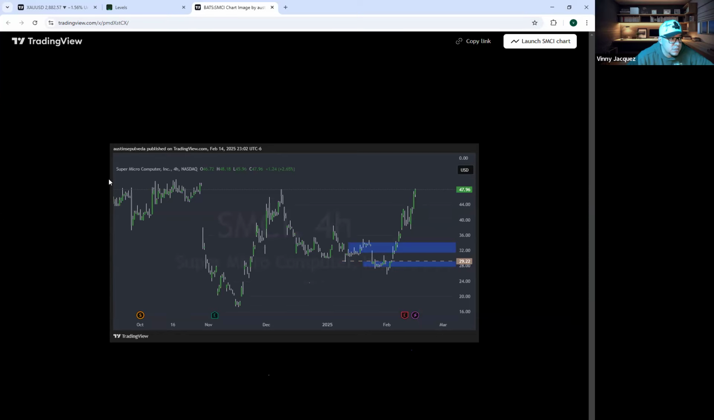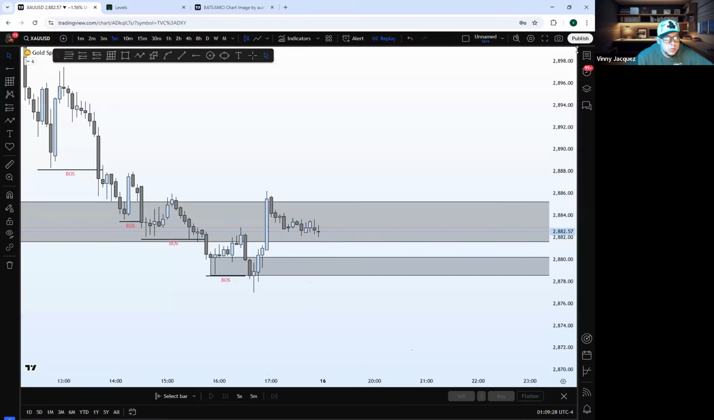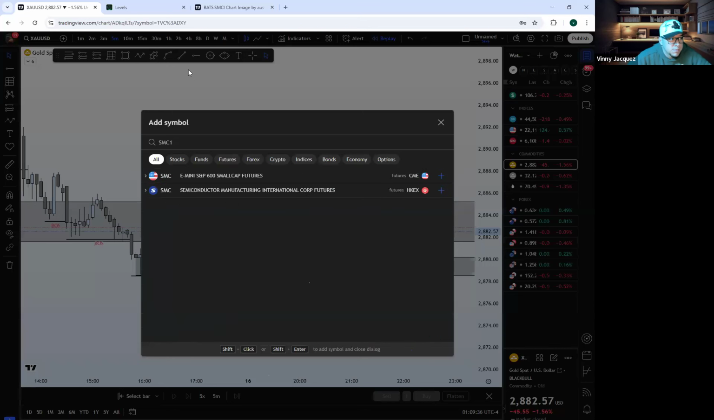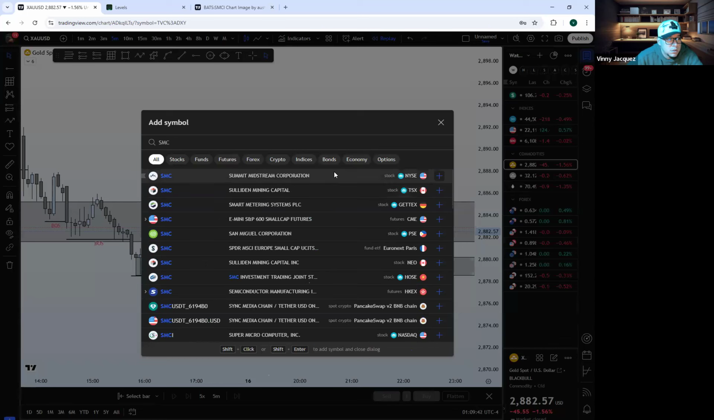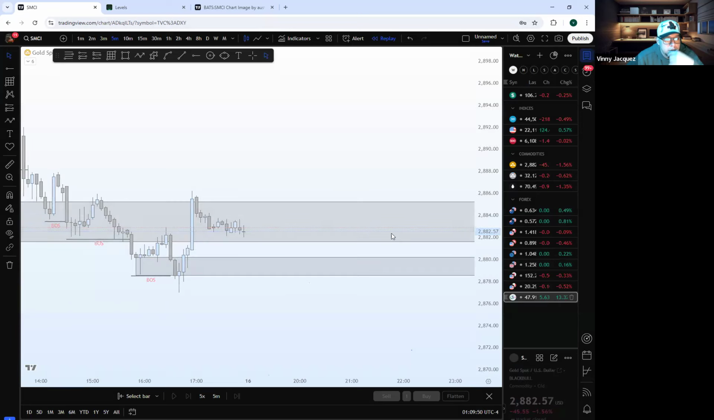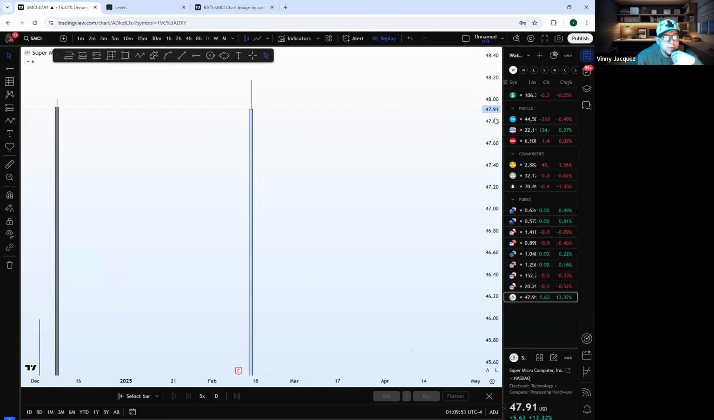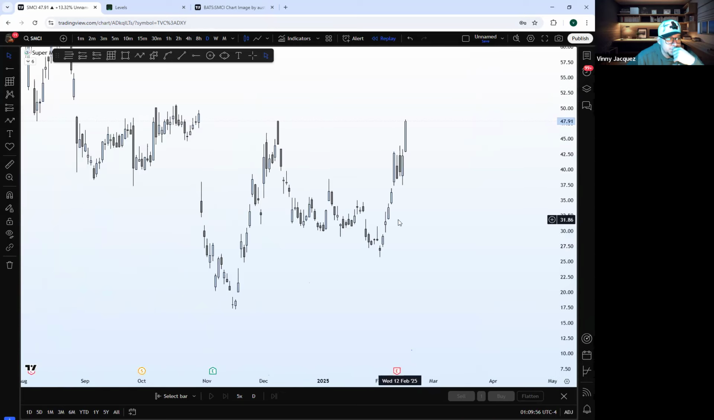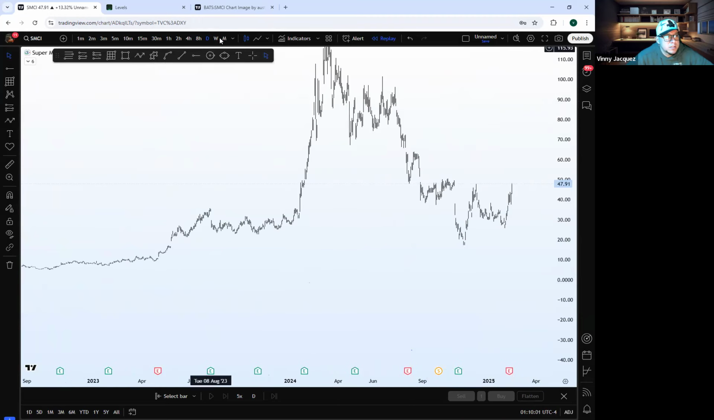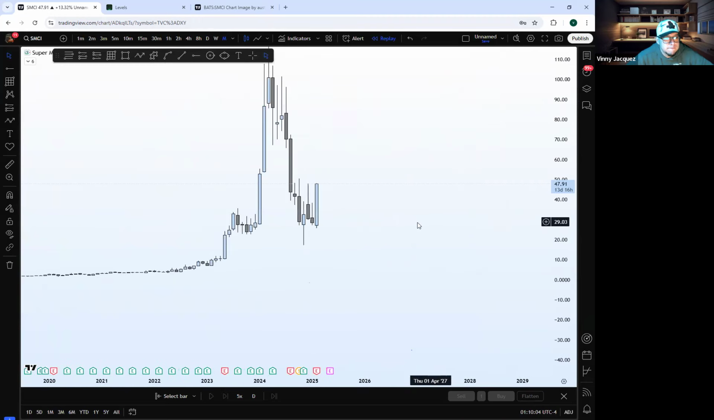I do see, let me see, Super Micro Computer. We could take a look at this and then we'll get out of here. SMC1. What was it? All right. 4 hours. Let's go to the daily real quick. All right. So it looks like it's, let me see.